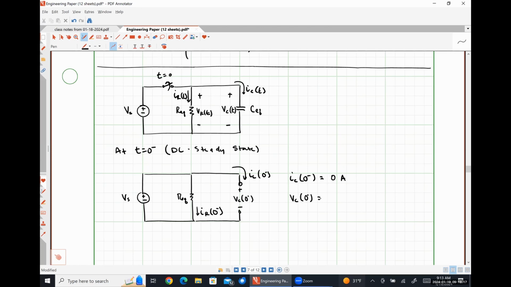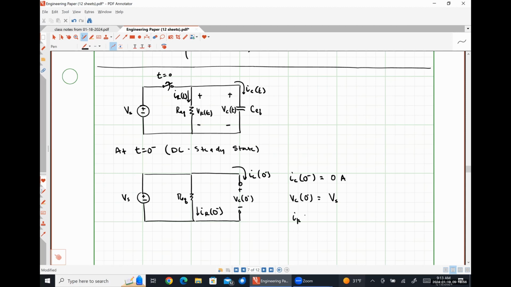What's the voltage drop across my capacitor going to look like? It is neither of those things. It's Vs because the capacitor is in parallel with the voltage source. Yep. So VC at 0 minus is literally just Vs because the capacitor is in parallel.